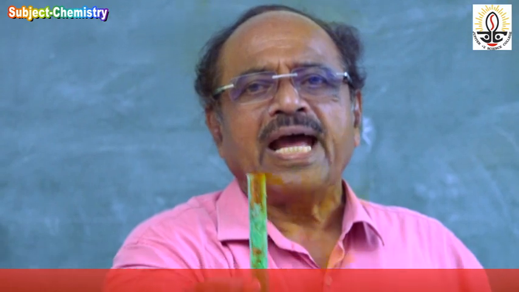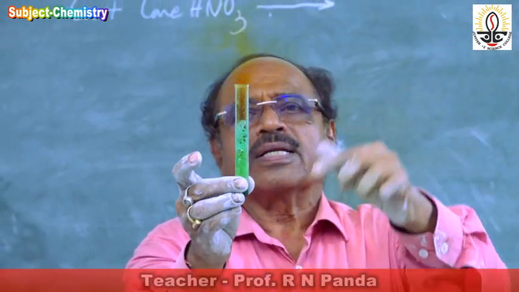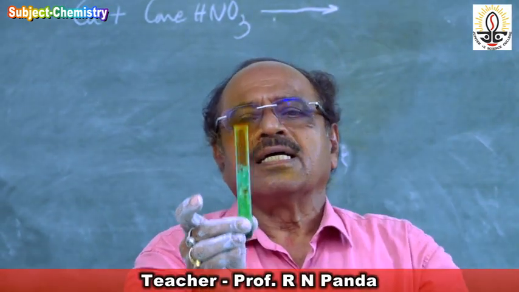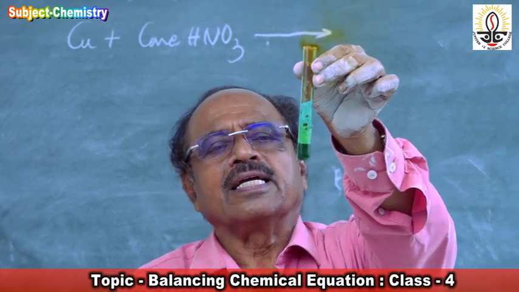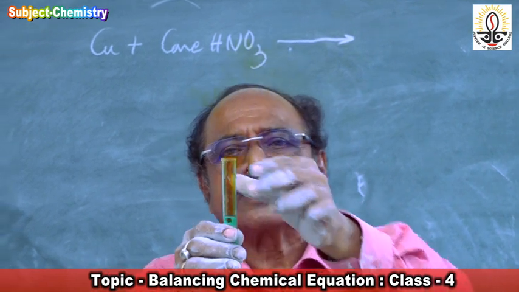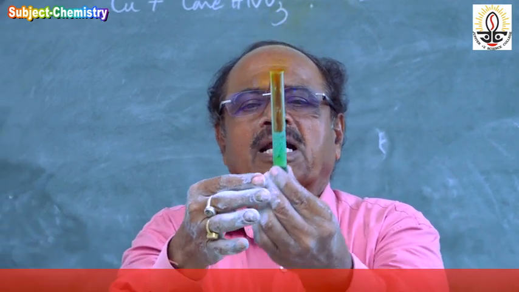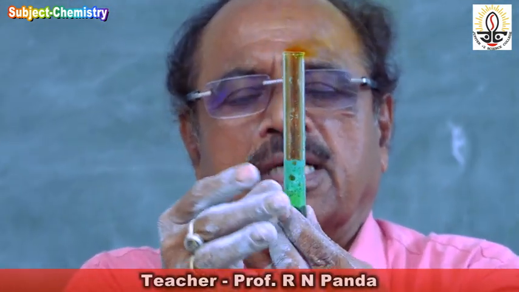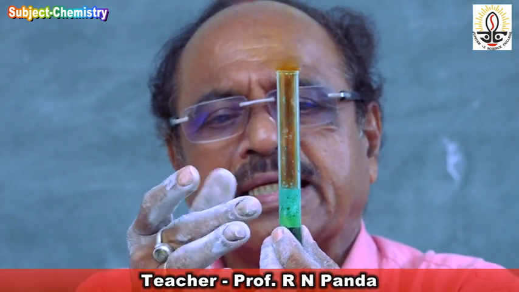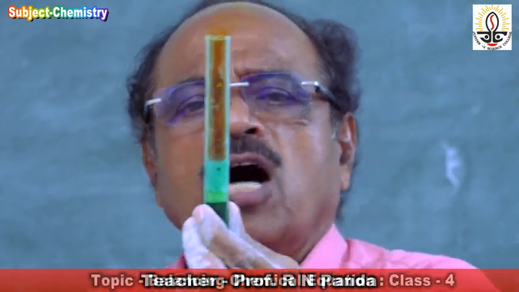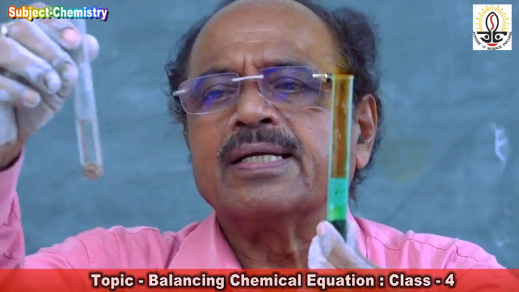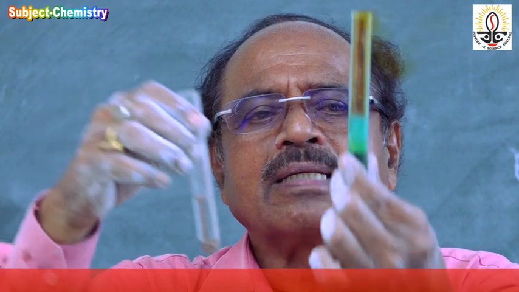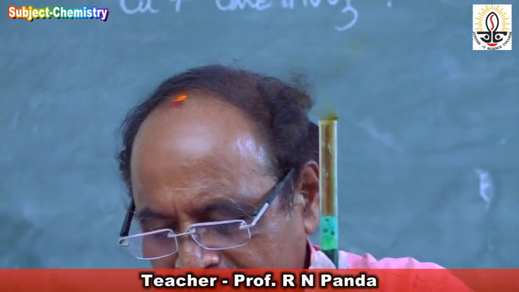You are getting a brown gas. See the brown gas. A reddish brown gas. The reaction is taking place, and a green solution. And a lot of heat is coming out. You cannot touch it. How vigorous the reaction is, you see. You take sulfuric acid, nothing happened. It remained like that. But the moment you took nitric acid, it reacted.